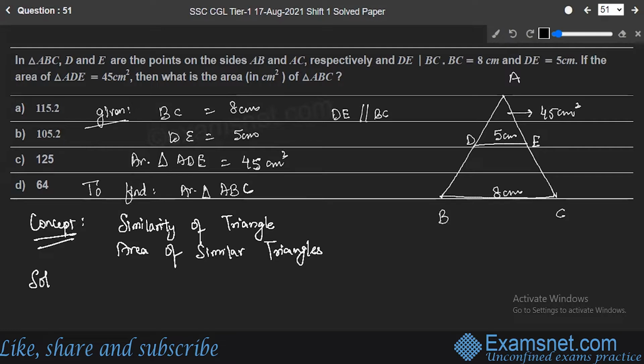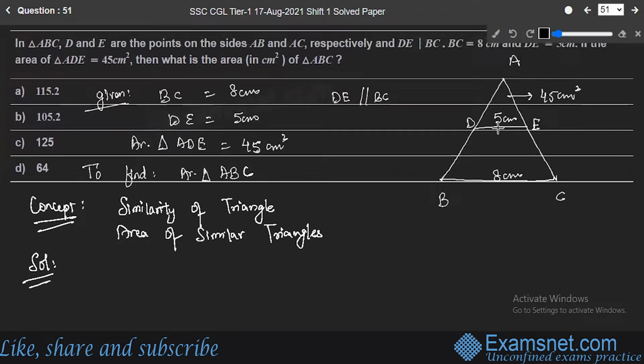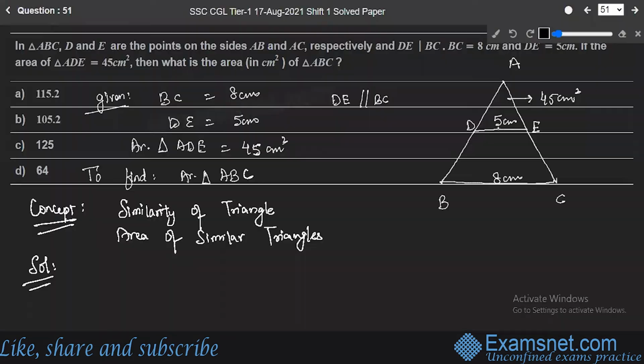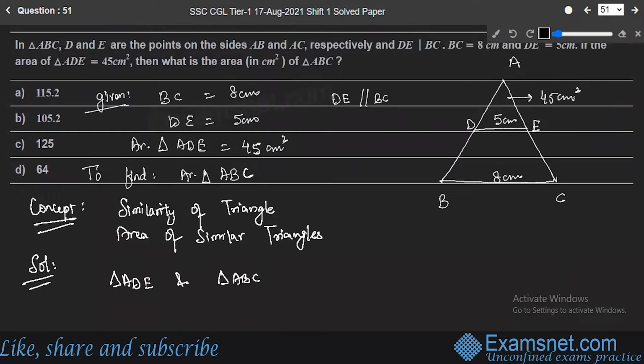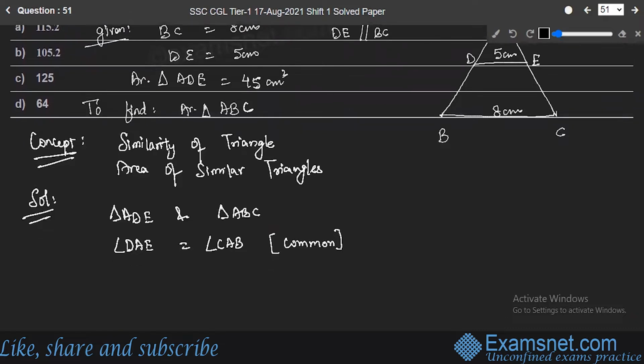All right, let's start. First of all, I'll be considering two triangles, ADE and ABC. So in both the triangles, first of all, let's write down the angles. Angle DAE is equal to angle CAB, common, right? Then angle ADE is equal to angle ABC.